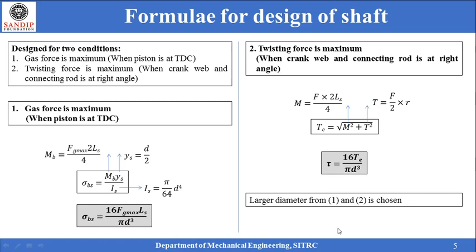In this way, all three components, that is crank pin, web and shaft, can be designed for the entire crankshaft.